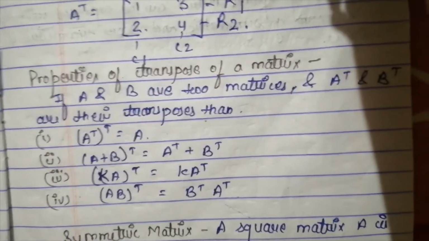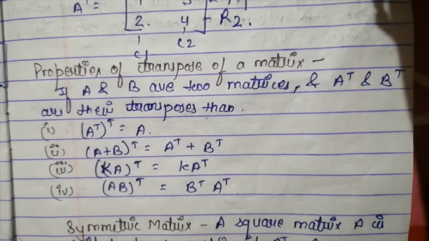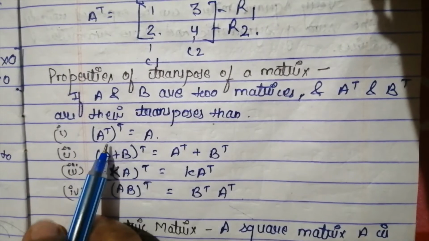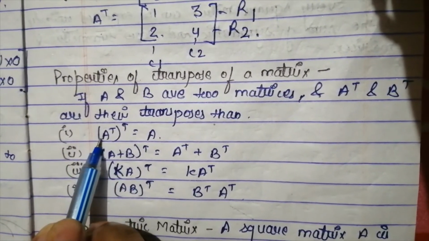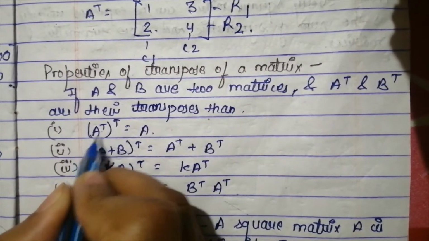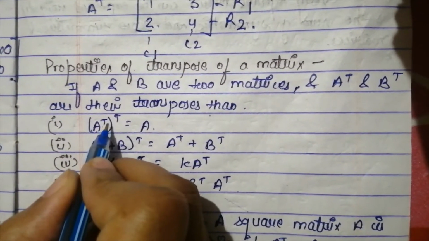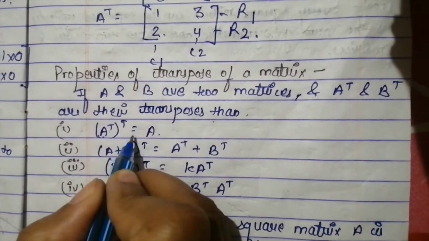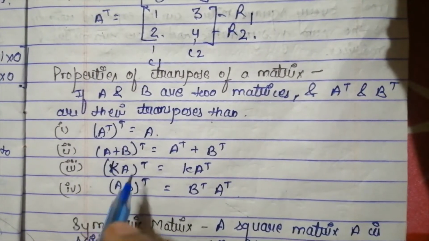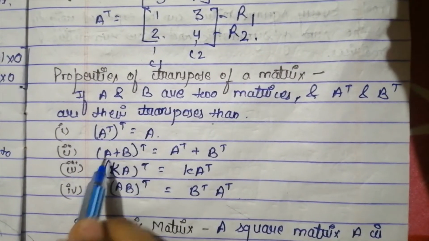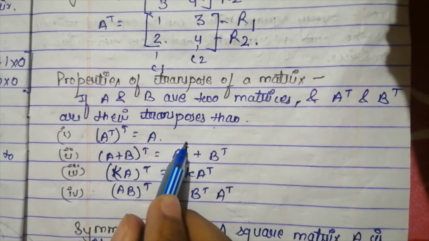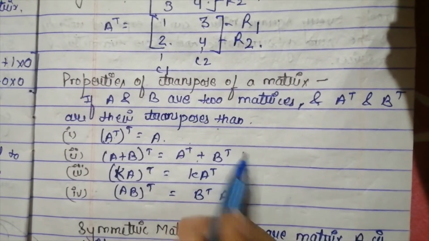There are some properties of the transpose which we discuss one by one. The first property is if we have the double transpose of a matrix, that means we have a transpose of A, then we take the transpose again, so we get the matrix A. The next property is if we take the transpose of the resultant of A plus B, then it is similar to A transpose plus B transpose.